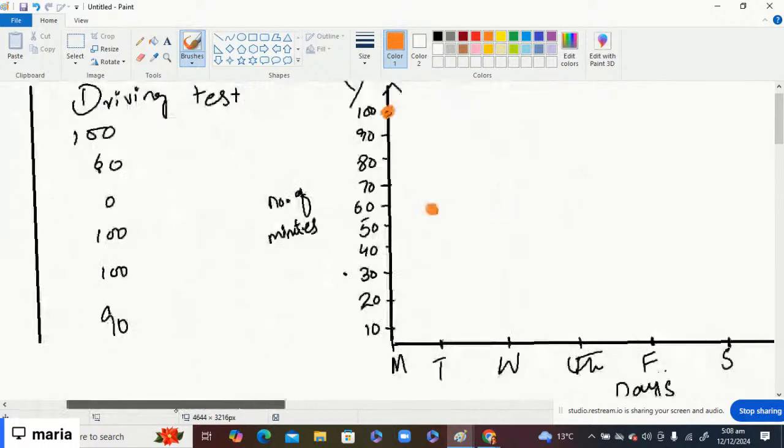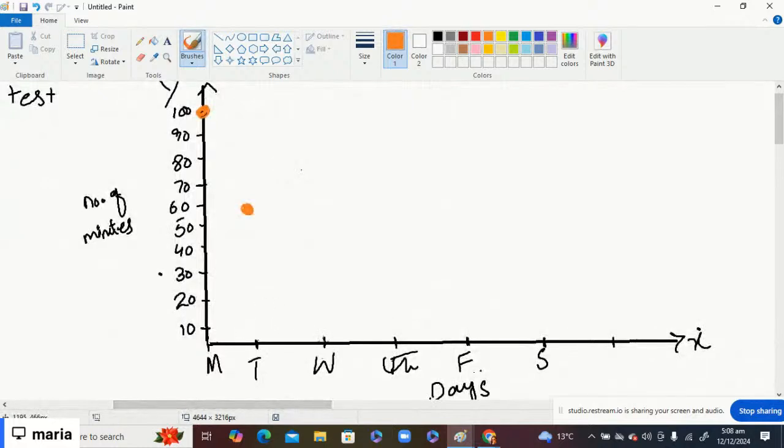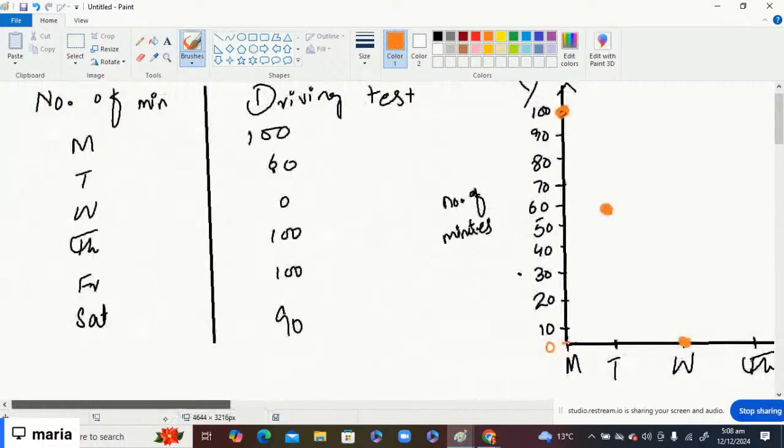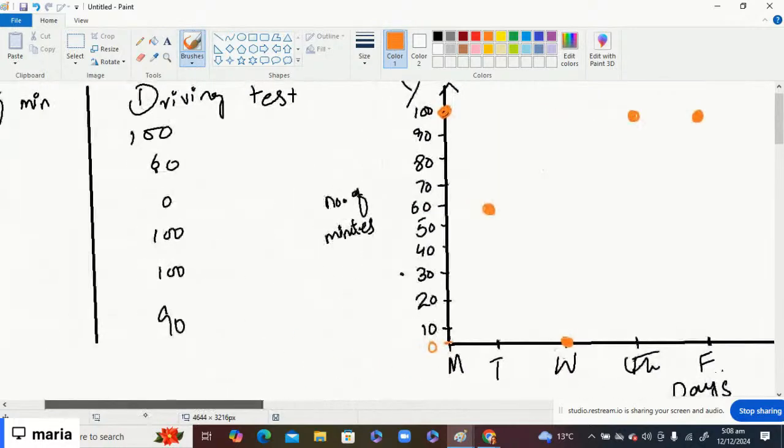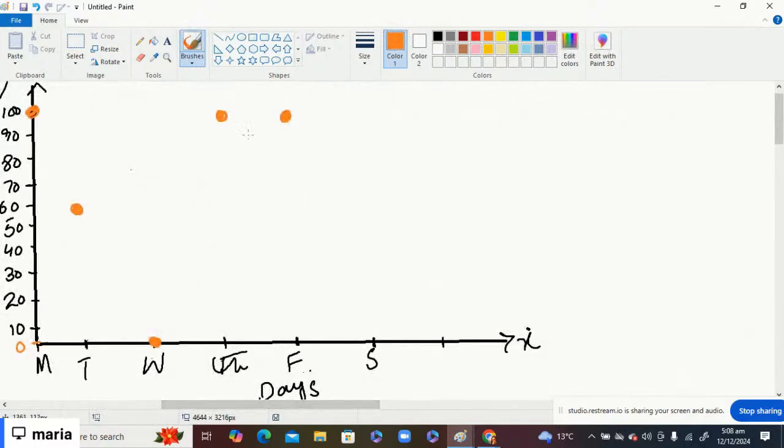Now for Wednesday, it's 0. Wednesday, it's 0 here. 0 is lying here for this point. For Thursday, it's again 100. Friday, it's again 100. For Thursday, I'm going to put the 100, and Friday, I'm again putting the 100. Now for Saturday, it's 90. Understand?